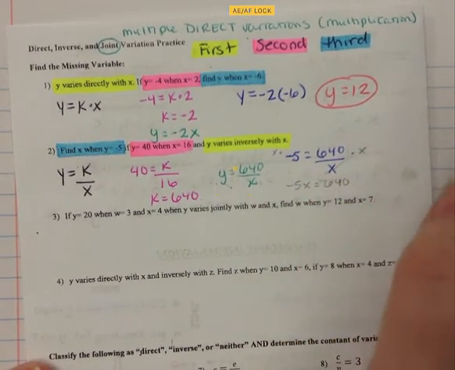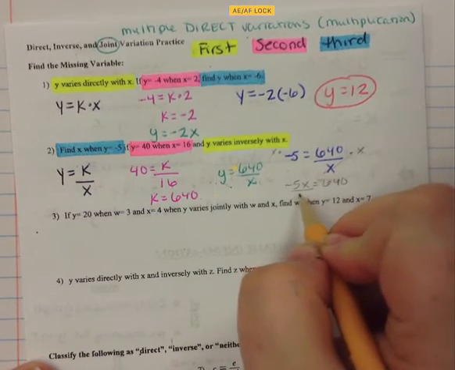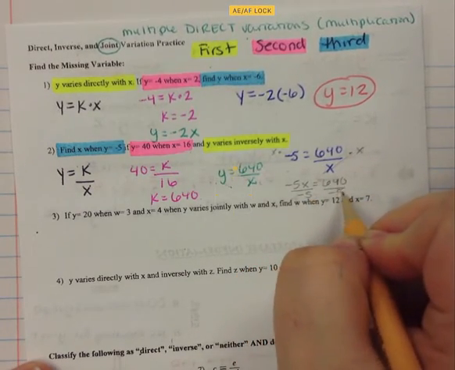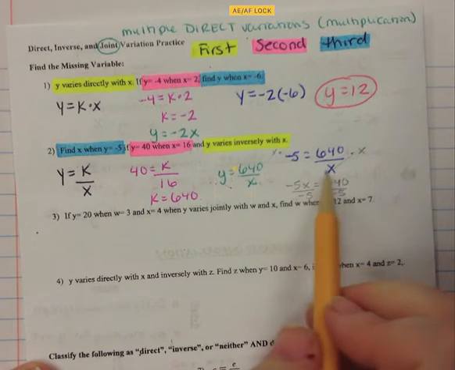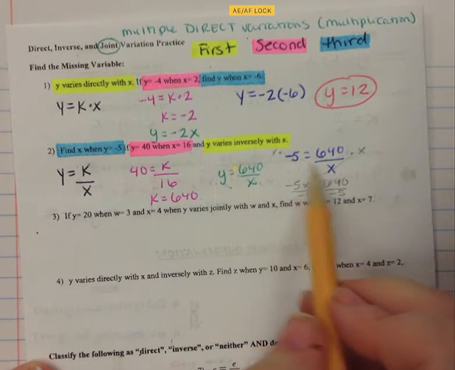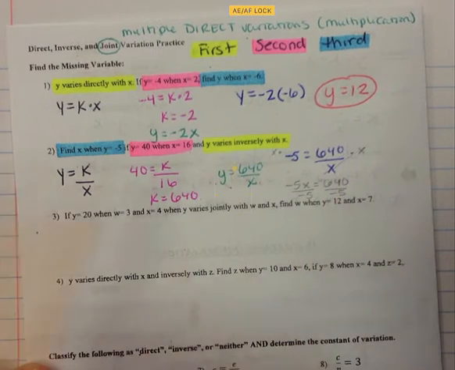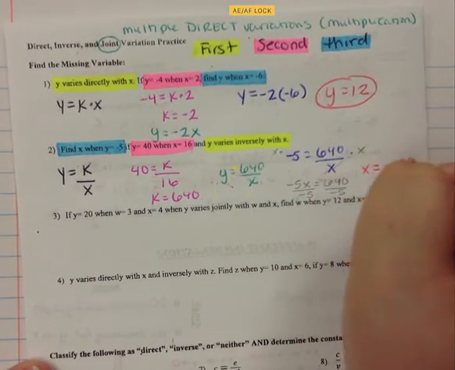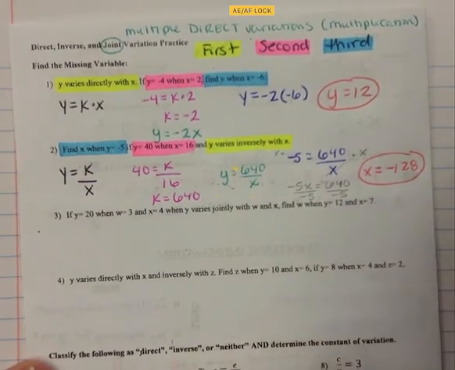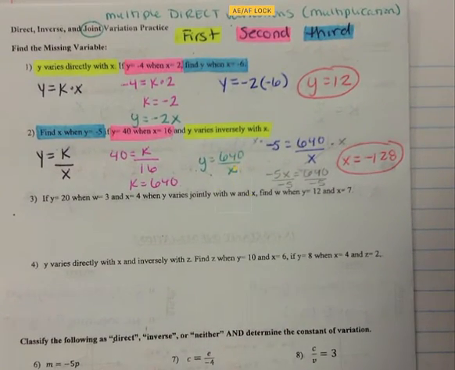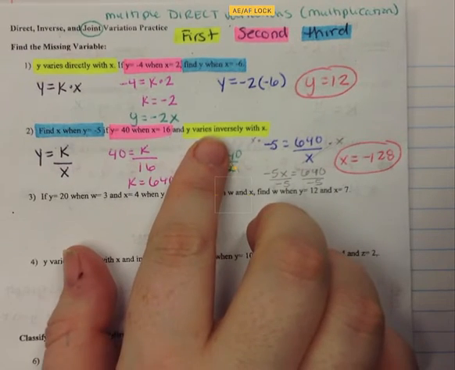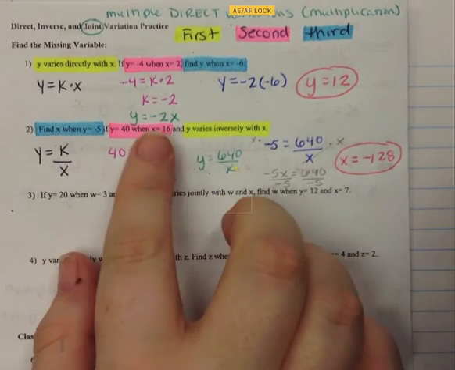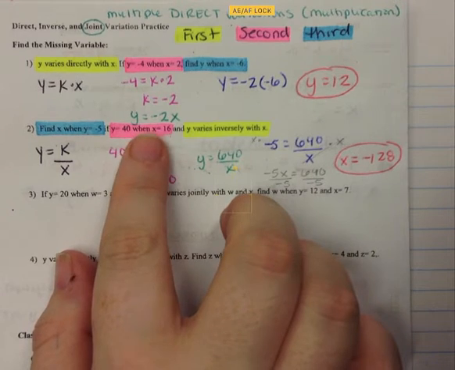Then we can get x by itself by dividing both sides by the negative 5. So really, in the grand scheme of things, we just switch the x and the negative 5. You can just switch those because that's what's going to end up happening in the end. So x will equal negative 128. So again, you find what varies and how, and then find when the variables are all together. So basically, a coordinate.